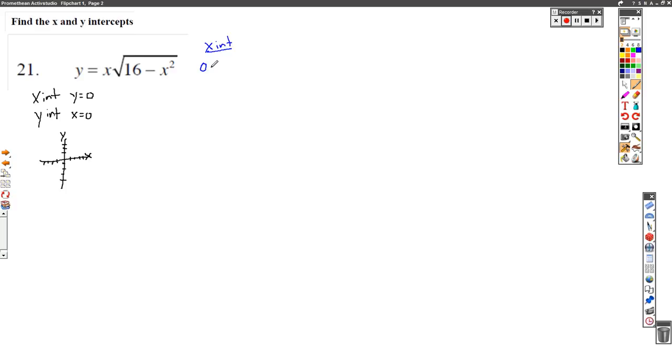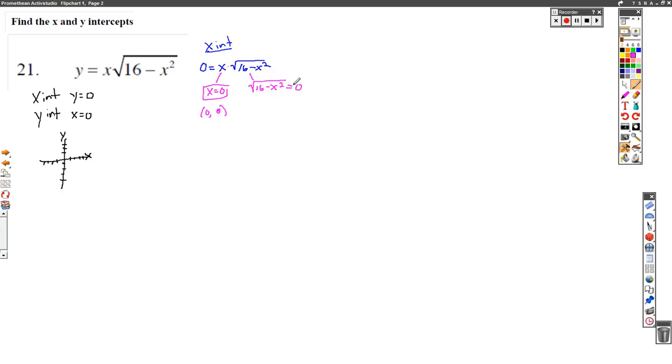We're going to set y equal to 0. So we have 0 equals x times the square root of 16 minus x squared. Now, special rule: whenever you have two things being multiplied, here x multiplied with a square root, and the answer is 0, this means that one of these has to be 0. So we put x equals 0, and the square root of 16 minus x squared equals 0. This one's good, so we have the point (0, 0).